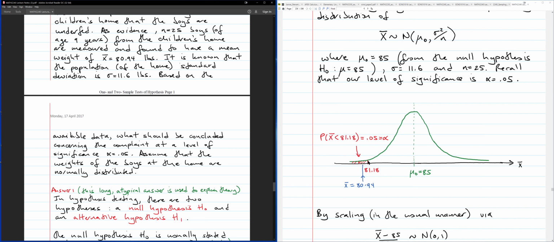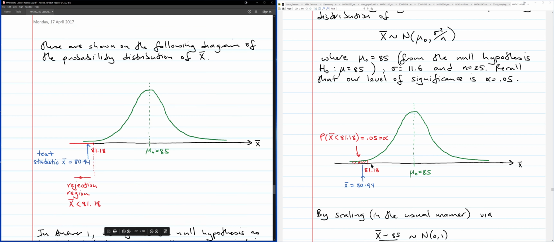We're looking at values of the big X bar less than 81.18, and the probability that X bar takes a value less than this 81.18 is 0.05. So values less than 81.18 would actually be your rejection region. This is the same diagram, but sketched a little better. I have the 81.18, and this red interval is your rejection region.